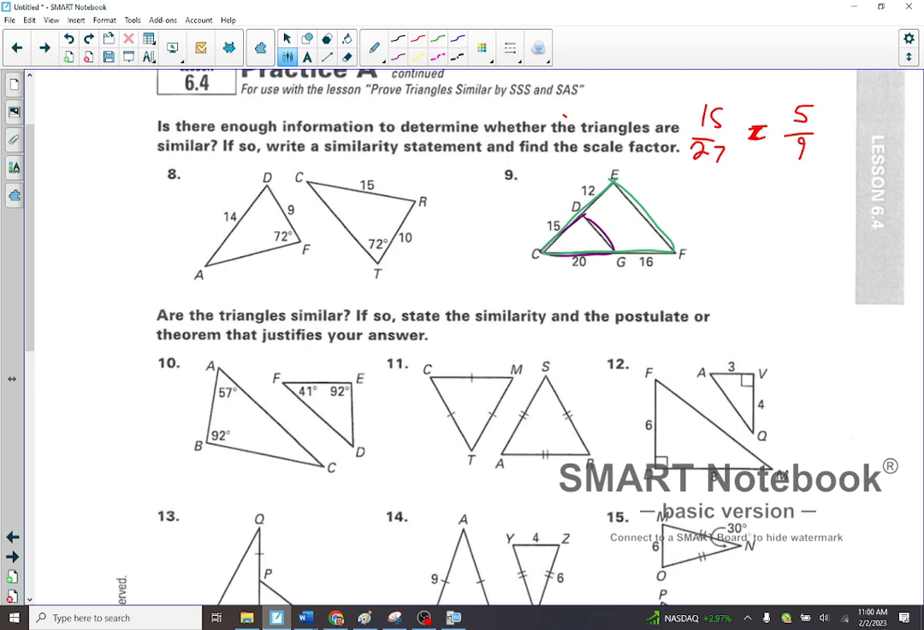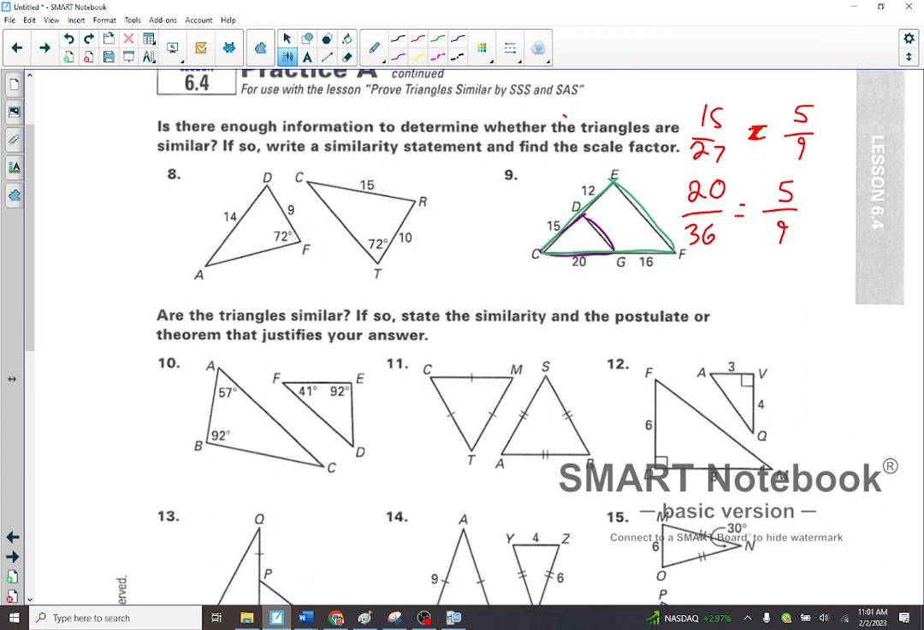Where do you get 27 from? I'll let you look at it. For this one it's 20, and for this side it's 36. Where do you get 15 over 27? It's 15 plus the 12. Reduced, that is 5 over 9.